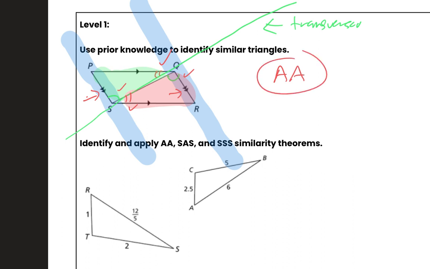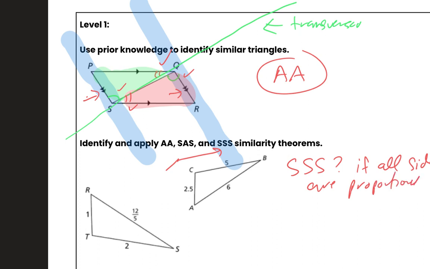All right, so next it says identify and apply the similarity theorem. So what do we know? This one might be side, side, side. It can only be side, side, side if all sides are proportional. So let's identify. If this is the shortest side on this one, which one's the shortest over here? Okay, that would be the shortest. What would be the medium?